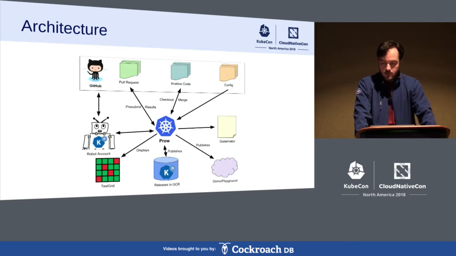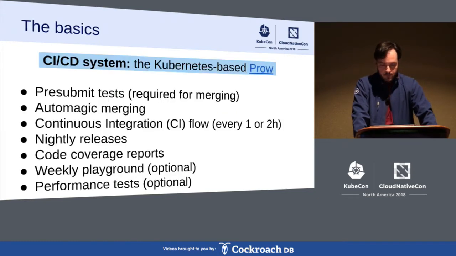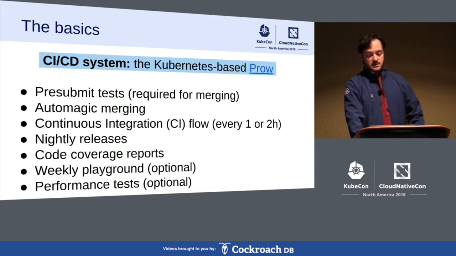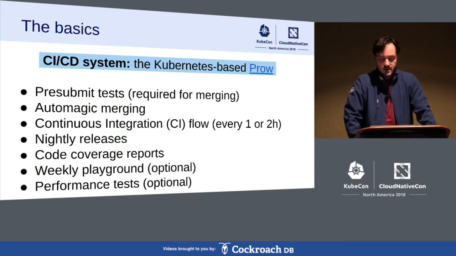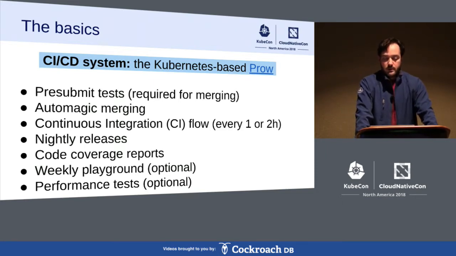I'm going to go through all the components one by one, and what we do and how they apply to the overall case. So starting with the basics, our CICD system is PROW. It basically provides all the basic things we want on our CICD system. We want pre-submit tests, and those are required for merging our PRs.